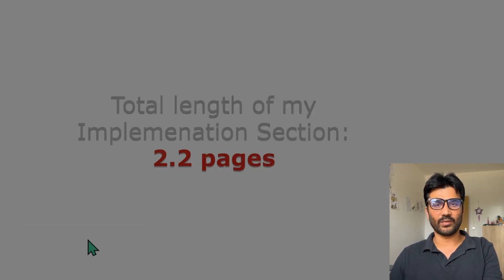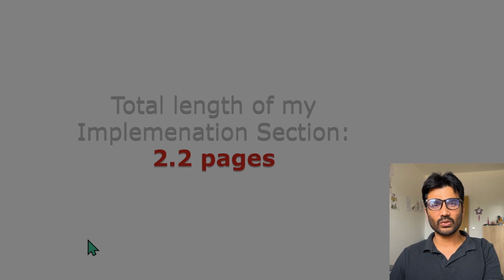So then, what was the length of my implementation section? It was about 2.2 pages. I started at almost the end of page number 8, and it went to page 9 and page 10. So roughly 2.2 pages of length. I think it's appropriate for 20% weightage from the proposal side, if you give roughly 2 pages to your implementation section.